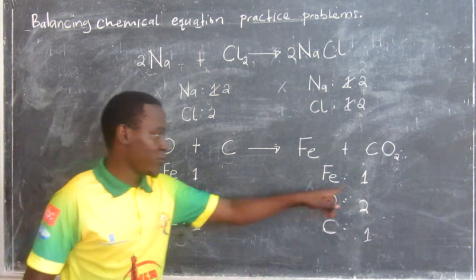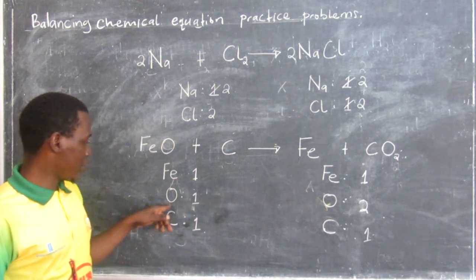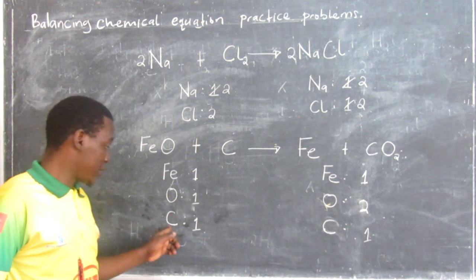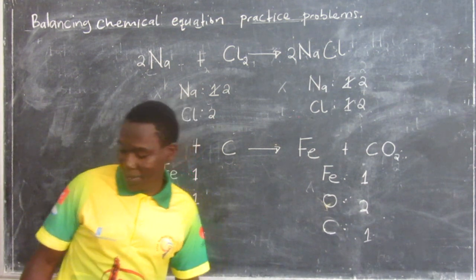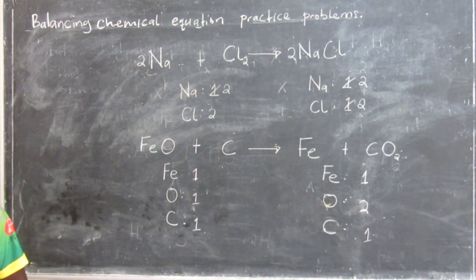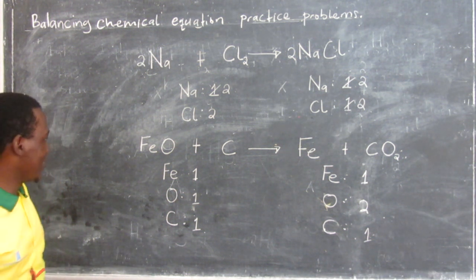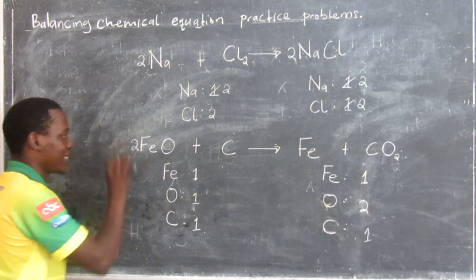Iron is 1, iron is balancing. Oxygen, this is 1, whereas this one is 2. Oxygen is not balancing. Carbon, it is 1, and carbon, it is 1. Carbon is balanced. Now, my dear students, if I can ask you, what should I put so that I can balance this equation? Yes, you have guessed right. We should put a 2 in the front here.